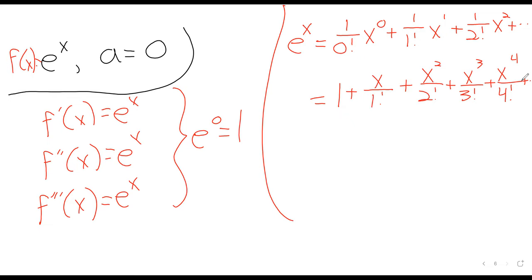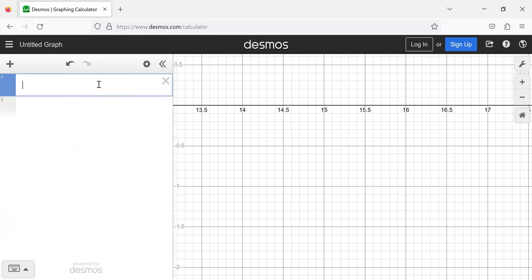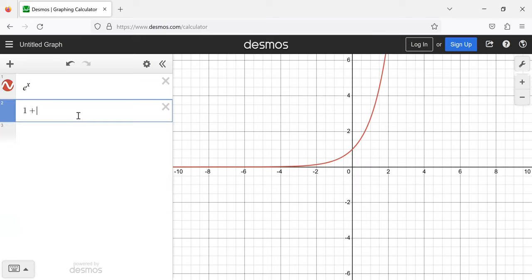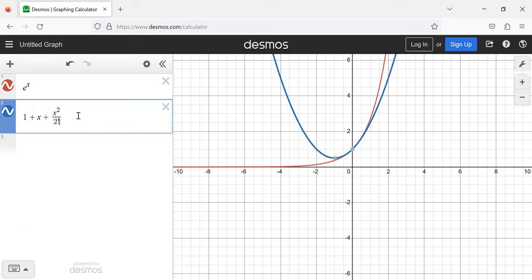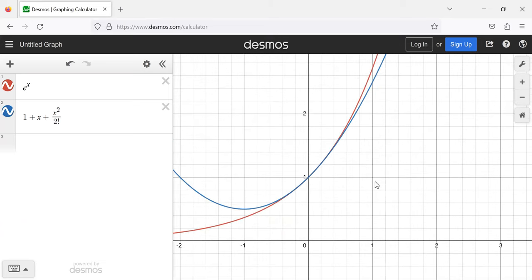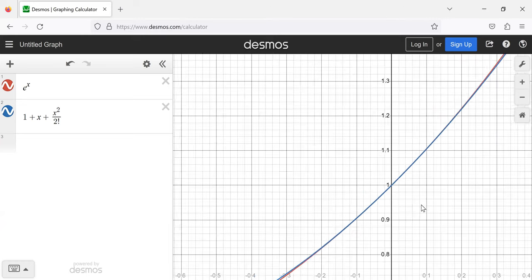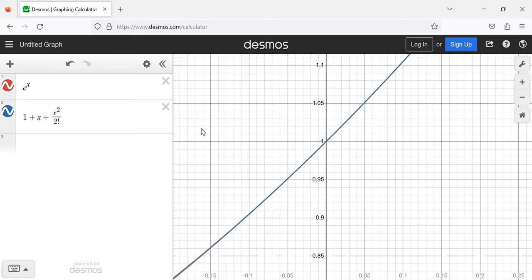If we go to Desmos and take a look, we have e to the x, and then 1 plus x squared over 2 factorial. We're centered at zero. And near this center, we only need the second power, the quadratic power, to have a really good approximation.